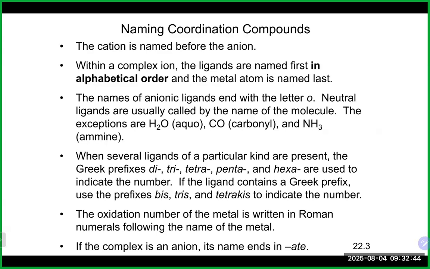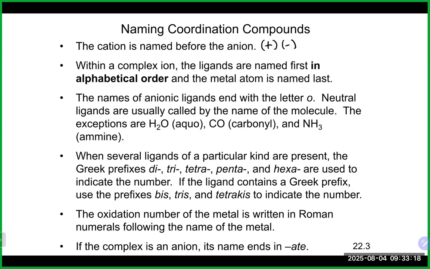As we've been talking about, again, you can think of it as an ionic compound and always the positive guy first and then the negative. So really always the cation before the anion. As I mentioned earlier, that does go for both the name and also the formula. That's how it should go. Within a complex ion, the ligands are named first in alphabetical order, and the metal is always named last.